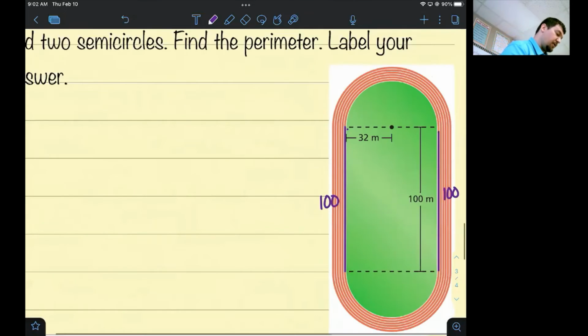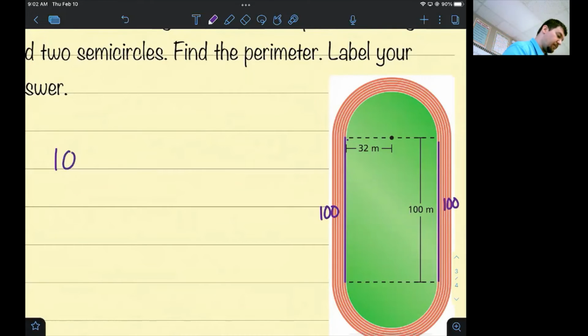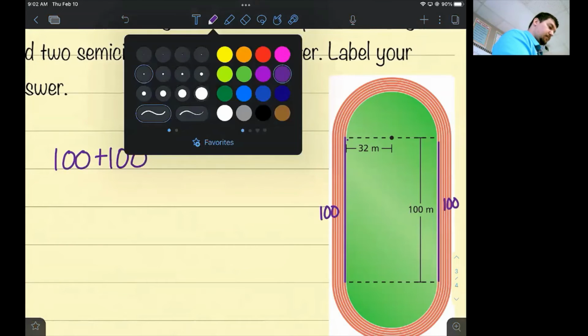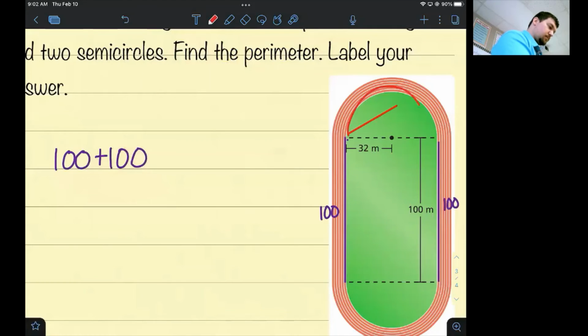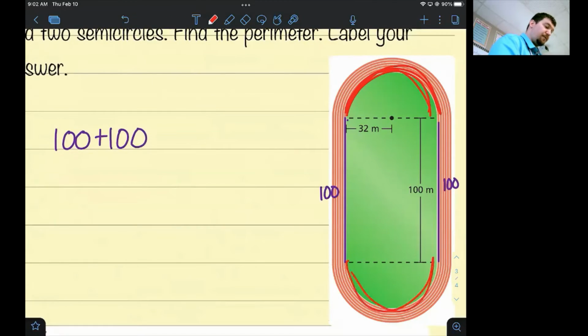So we'll start by adding 100 and 100 together. 100 plus 100. That's going to give you the 2 straight edge sides. Now for our semicircular sides. You guys just said this is going to make 1 full circle. So why don't we just use 1 full circumference formula? So my 3rd and 4th sides are going to be merged together, and I'm just going to use pi times diameter. The diameter is what here, Frank?